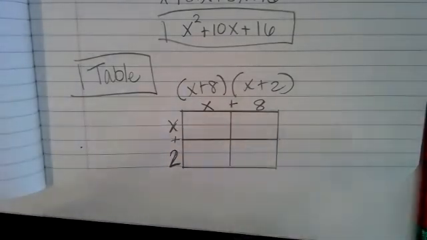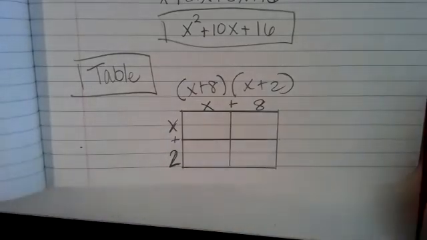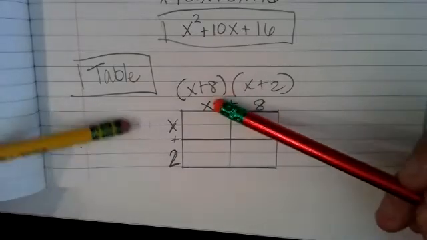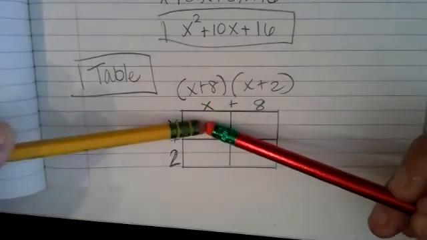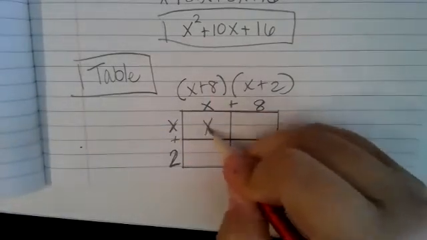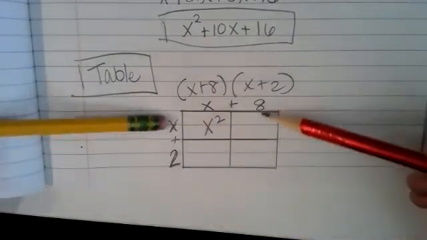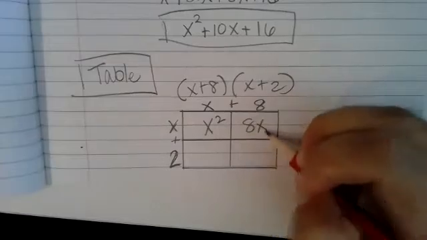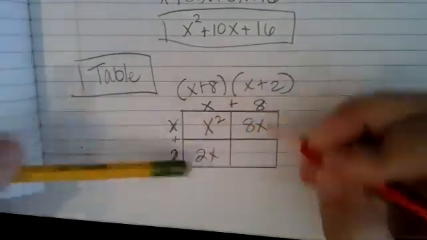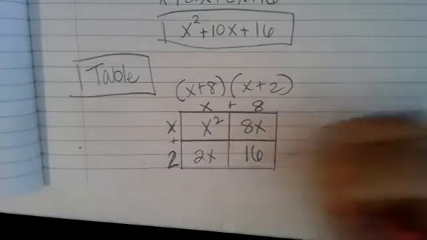So what's going to take place is where these terms meet each other inside a box, I'm going to put the product of the terms there. So like x and x, they meet in this box. So I'm going to put the product here. So x and x meet, it makes x squared. X and 8 meet, it makes 8x. X and 2 meet, it makes 2x, and 8 and 2 meet, and it makes 16.